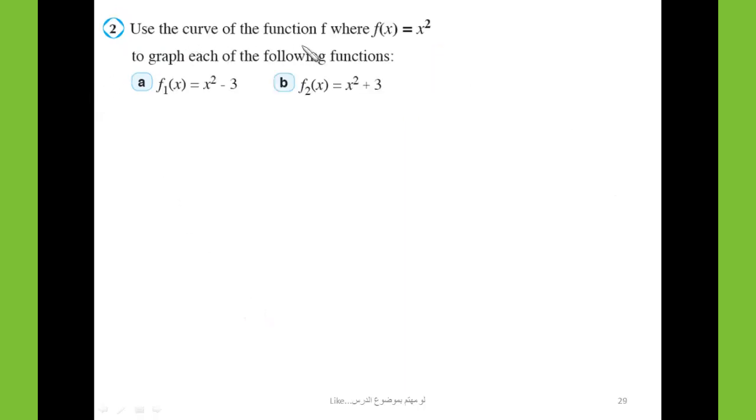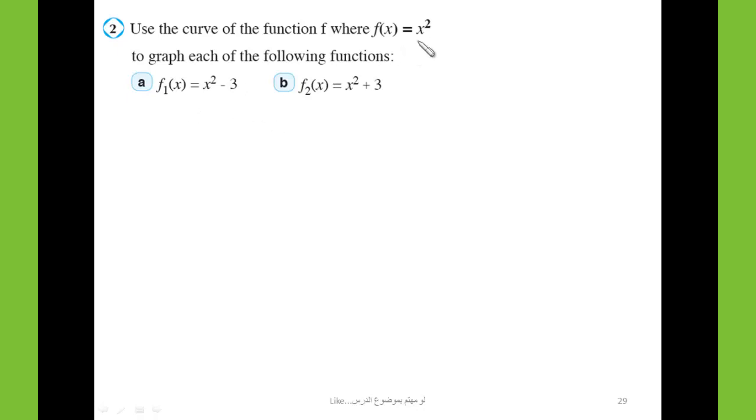Question 2. Use the curve of the function f of x equals x squared to graph each of the following functions. First, f1 of x equals x squared minus 3. B, f2 of x equals x squared plus 3.